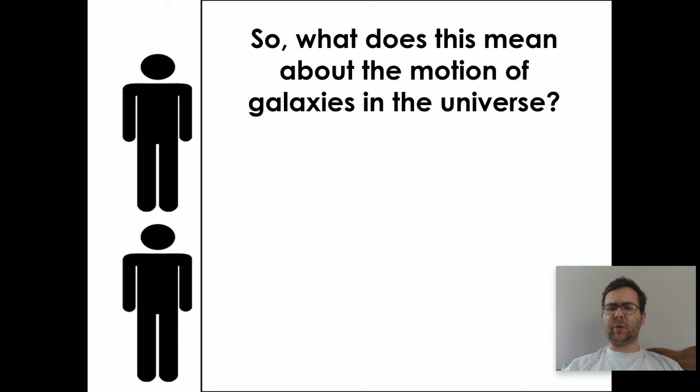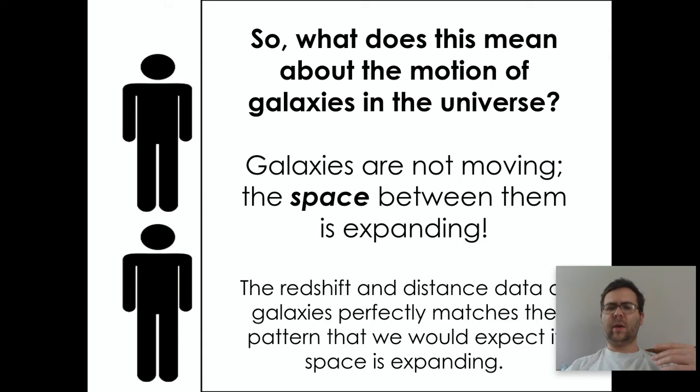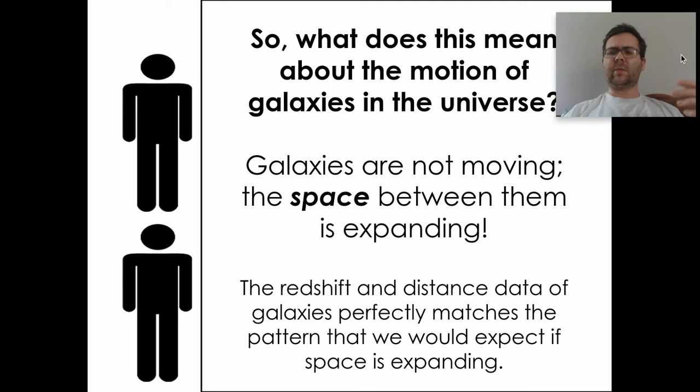So, what does this mean about the motion of galaxies in the universe? If donuts resemble galaxies, then it must mean that galaxies aren't actually moving, but the space between them is expanding. Make the connection here. If it's true that the farther the galaxy is away from us, the faster it's going, it's more accurate to say it's not that galaxies are flying through space, but instead the galaxies are fixed in place and that something or someone is stretching the space between them.